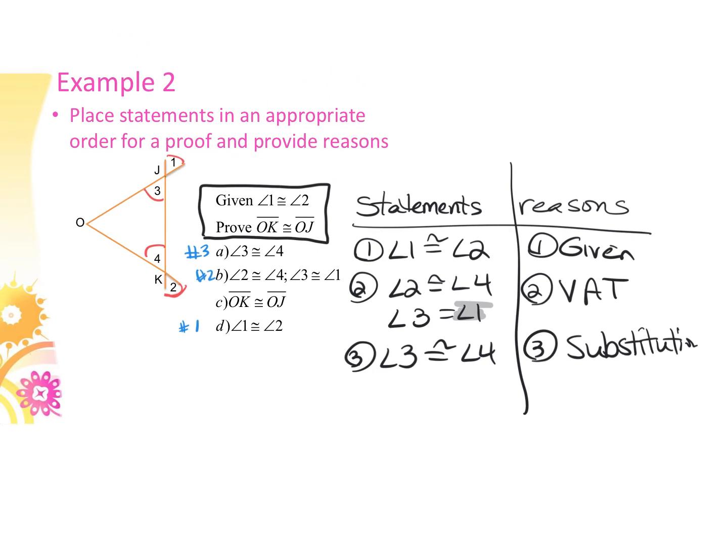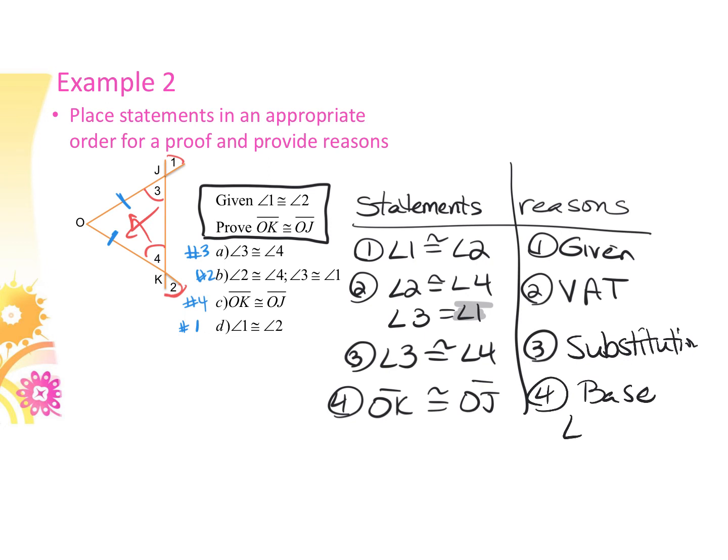And now if you think about it, angles 3 and 4, those are base angles of my triangle. So by my base angles converse, I can now state that these sides that are opposite to 3 and 4, OJ and OK, are now congruent sides. So that'll be my statement number 4, that OK is congruent to OJ, and that reason is the base angles converse. And your proof is done.